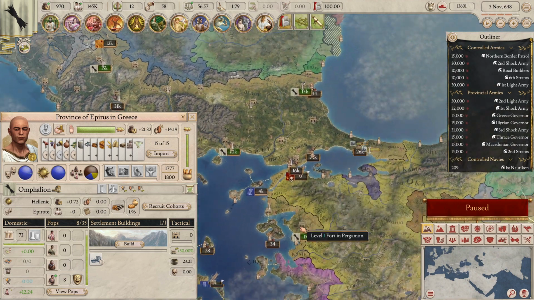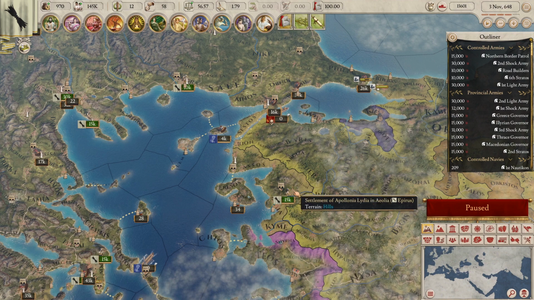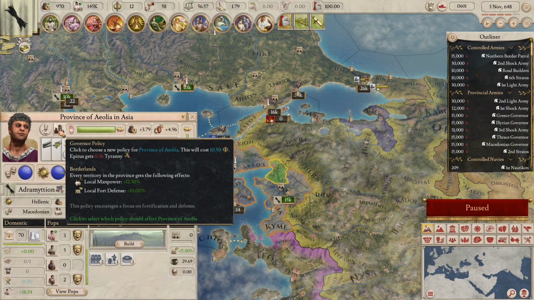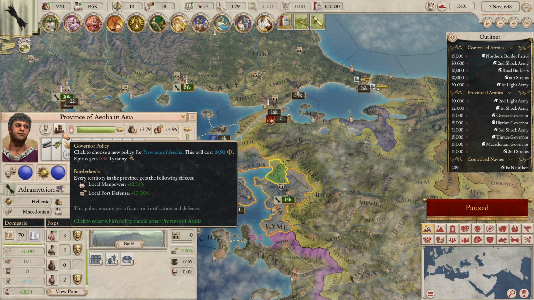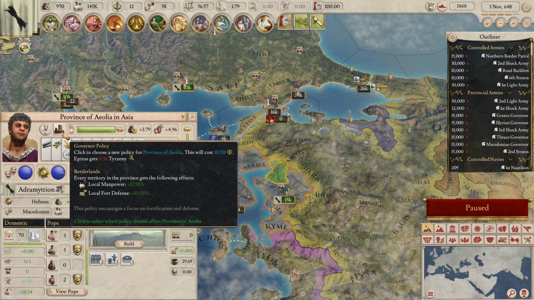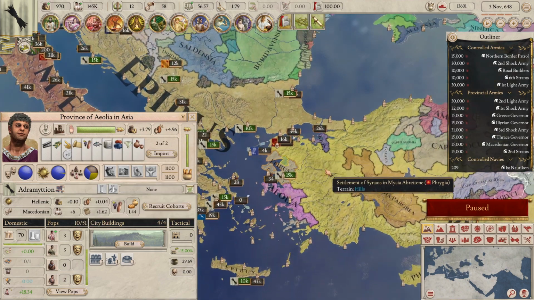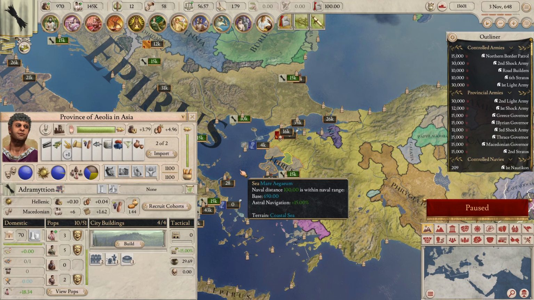For example, over here in Anatolia, I as Epirus have conquered a little bit of the coastline here. I could consider changing this governor policy here to the fort defence, to the Borderlands, which I actually have done and I totally forgot about. Here you see it increases the local manpower of the province by 12.5%, while increasing the local fort defence by 10%. Considering Phrygia is one of my major rivals, this is a very useful policy to have, and in case they declare war on me, it can slow them down significantly.